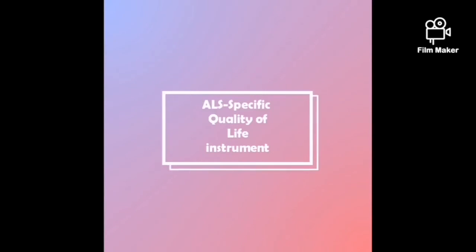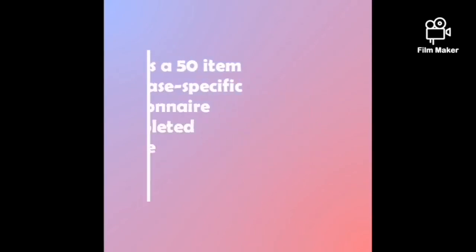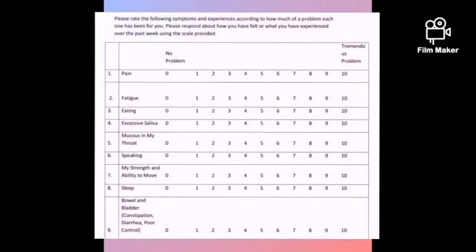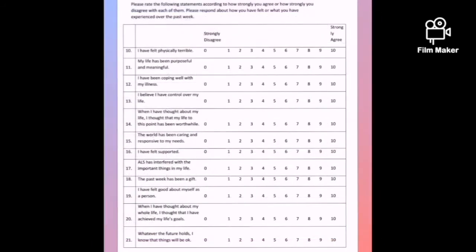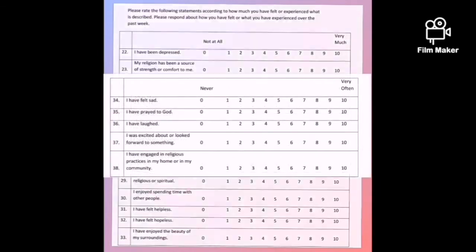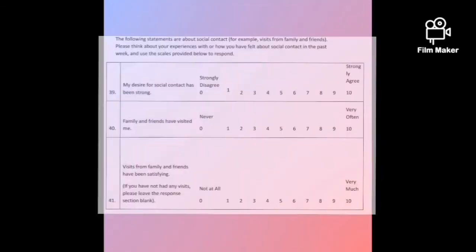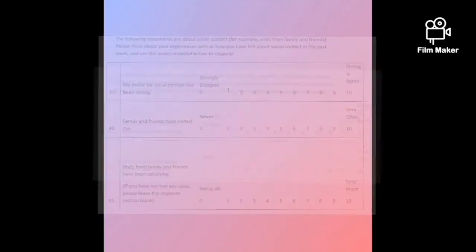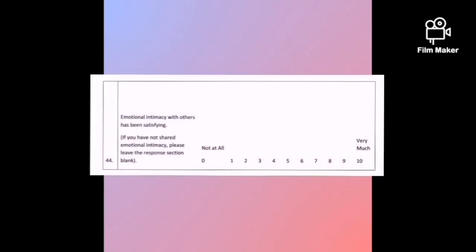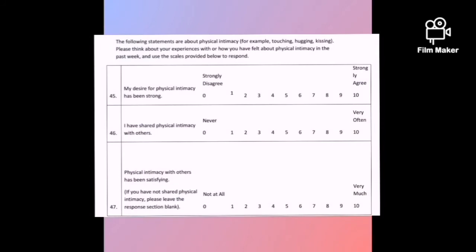ALS Specific Quality of Life Instrument. It is a 50-item disease-specific questionnaire that is completed by individuals with ALS. The questionnaire has 6 domains: negative emotion, interaction with people and the environment, intimacy, religiosity, physical symptoms, and bulbar function.